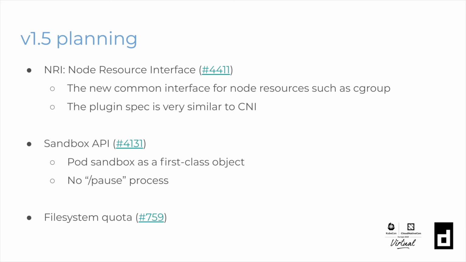The last topic from me is the planning of containerd 1.5. 1.5 will support NRI, Node Resource Interface. It's a new common interface for controlling node resources, such as cgroup, in the same manner as CNI. And 1.5 will also support an API for managing pod sandboxes as first-class objects. We are also discussing support for file system quota toward version 1.5.